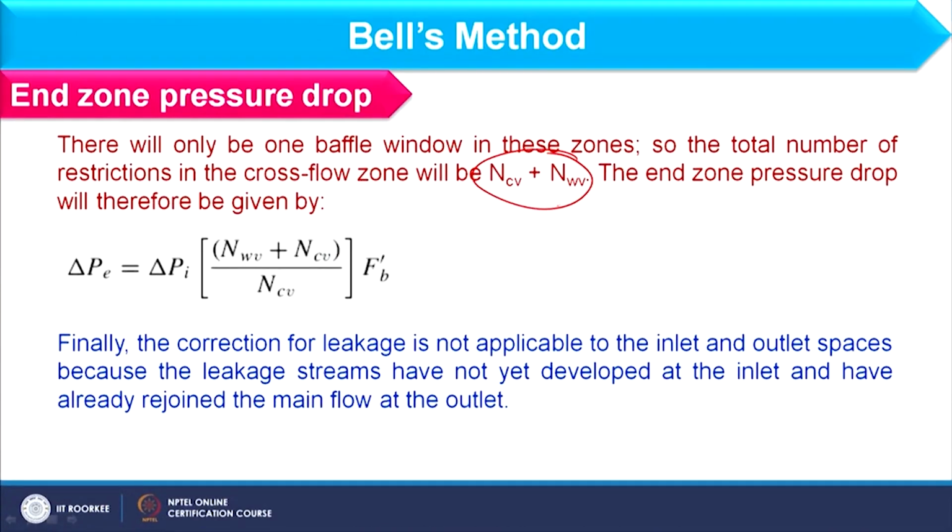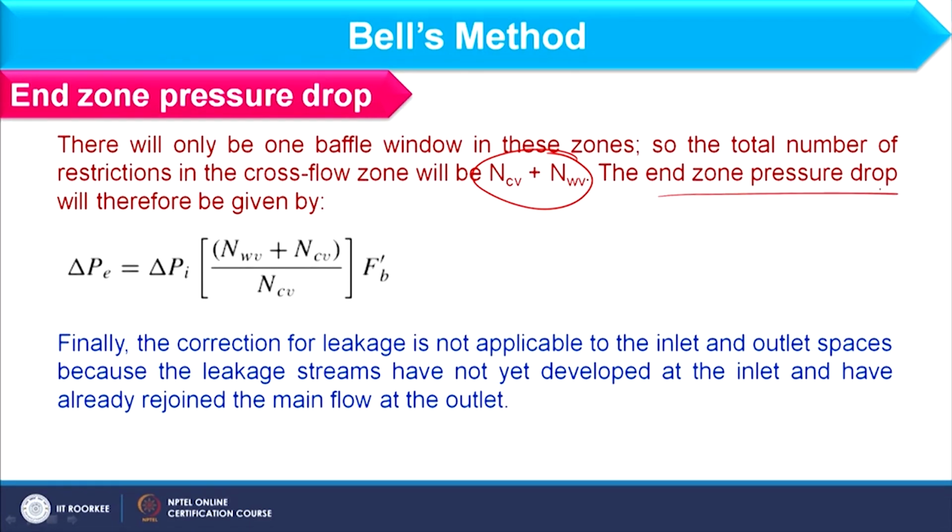So, it is slightly different than what we considered in the cross flow zone, because in the cross flow zone we have two window zones. However, that is not the case for the end zone, and therefore the total number of tube rows crossed should be equal to NCV plus NWV, because we have only one window zone. So, total tube rows crossed will be equal to NCV plus NWV.